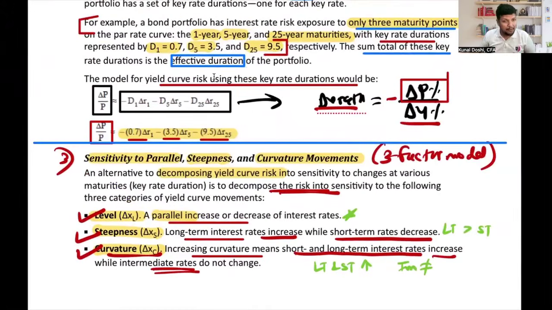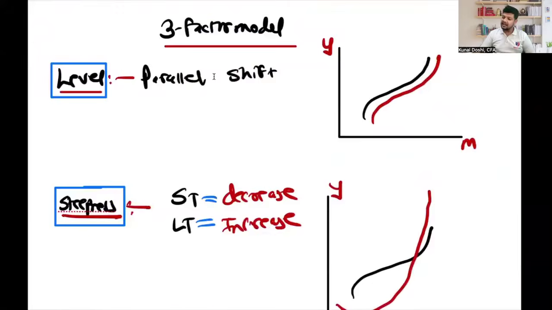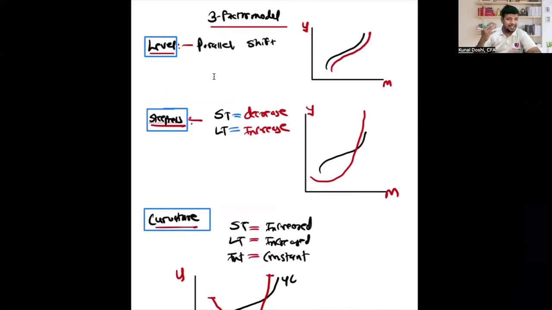So if I decompose the yield into three factors, the level is the parallel shift, and then there is steepness. Steepness means how the short-term and long-term bonds behave. Generally the yield curve is upward sloping, so the long-term yields are higher than the short-term. Am I correct? Now, when I say it becomes steeper, it means long-term yields are increasing or short-term yields are decreasing. Only then does it become steeper.